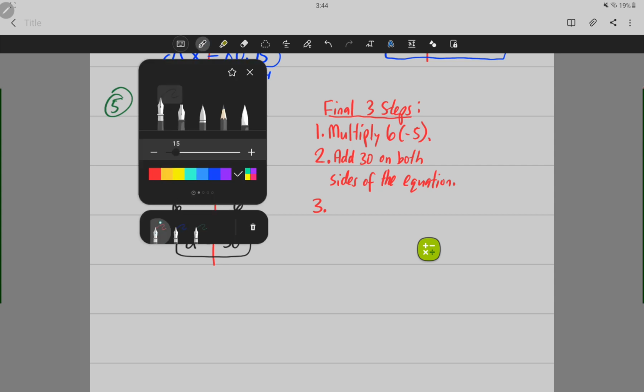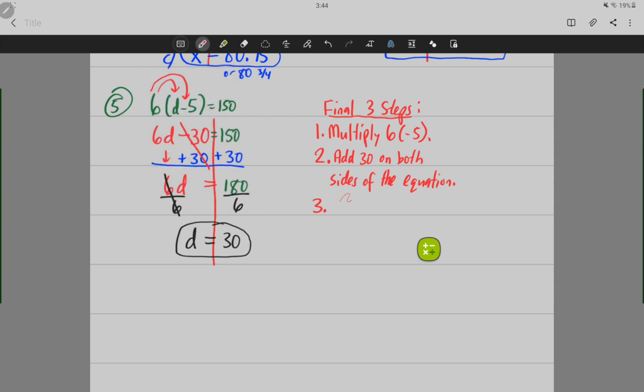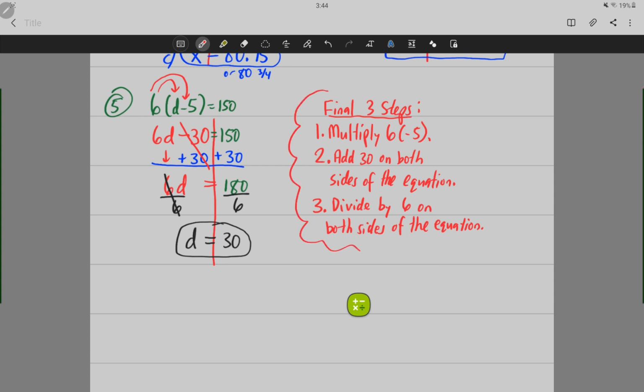So what did we just do? Our last step, we had to divide by 6 on both sides of the equation. Okay, so when you're putting your answer for this question, make sure you don't put d equals 30. Remember, it never asked you for the answer to the problem. It says, what should George's final 3 steps be in order to solve the problem?